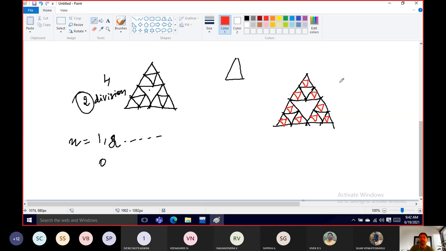So this is here. How many divisions? This is 3 divisions. How do I know? This is the first division, this is the second division, and this is the third division. So 3 divisions. Sierpinski gasket.